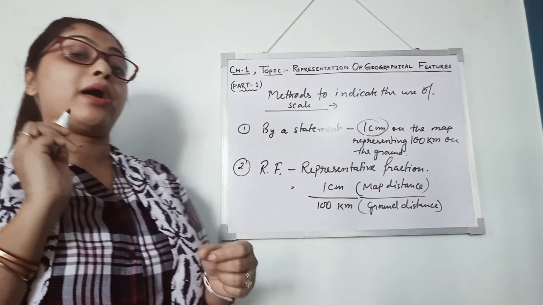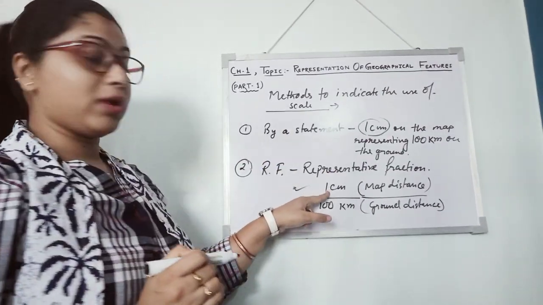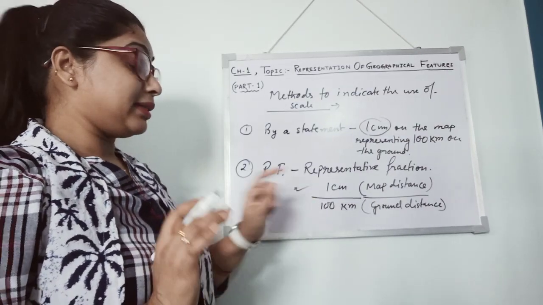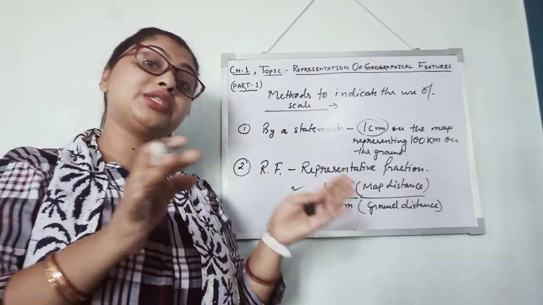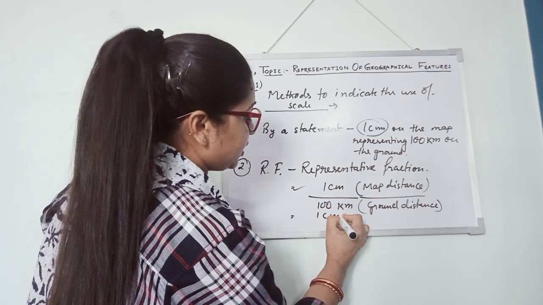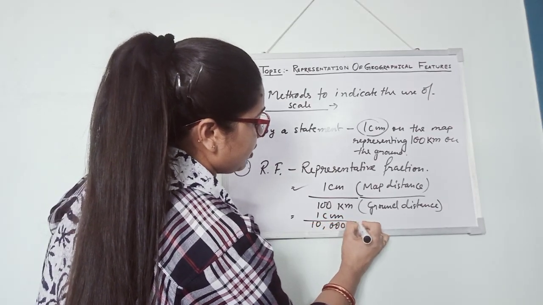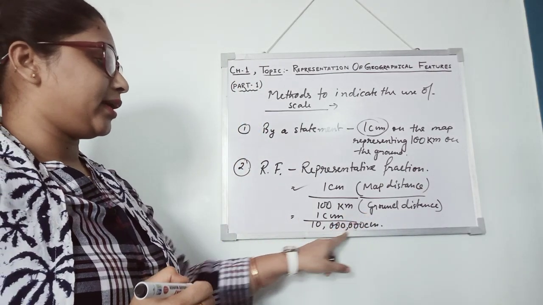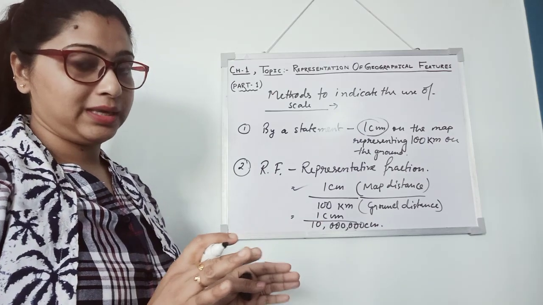Here students, you also have to remember, whenever we take the scale, meaning 1 centimeter is showing 100 kilometer of area, at that time we have to convert these digits into the same unit. It means 1 centimeter is representing 1 crore on the ground. Is it clear, student?